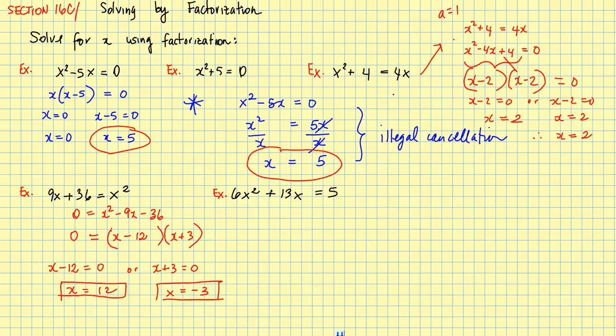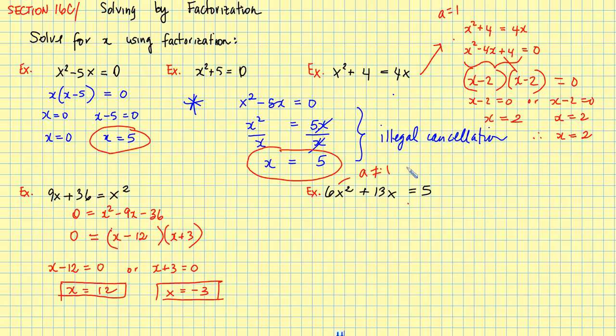All right. The last example I'm going to use now is 6x squared plus 13x equals 5. I'm just going to move this over a little bit so we have a little extra room to write. Because the value of the a here doesn't equal 1, we're probably going to be using splitting the middle term.